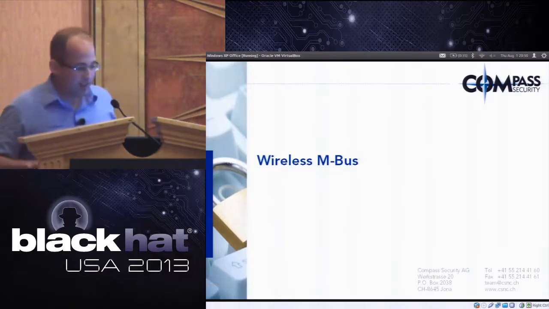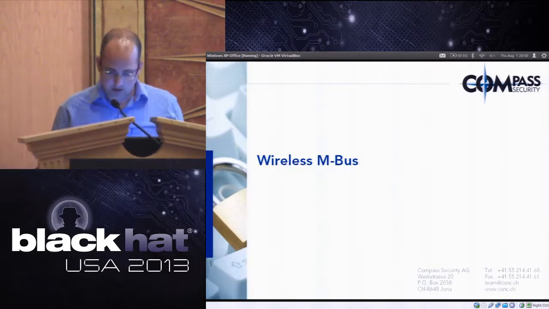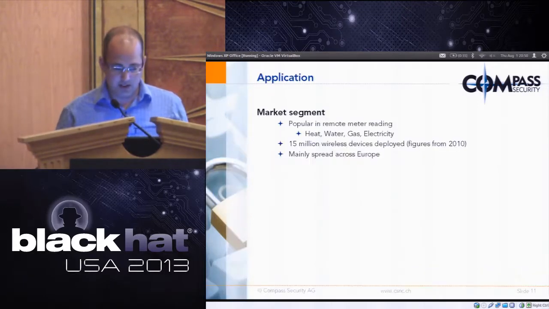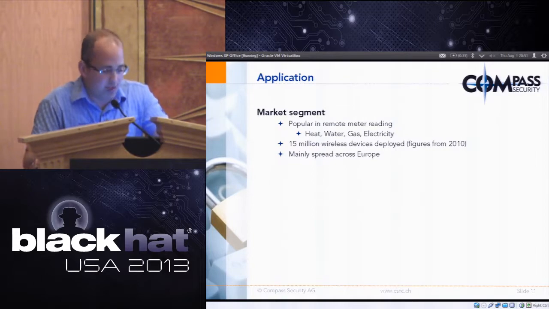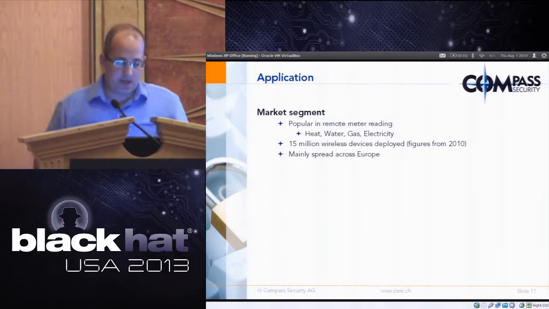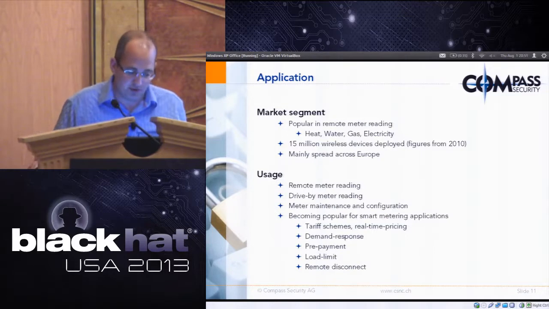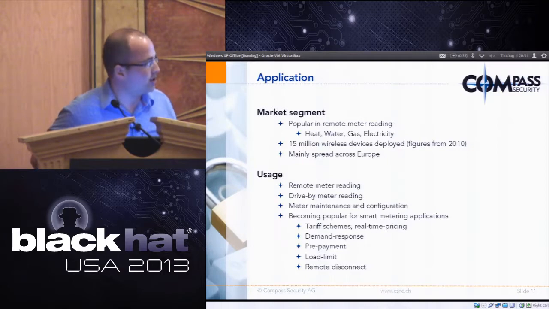Okay, let's quickly go through the wireless M-Bus standard. So, wireless M-Bus actually grew up within the heat metering industries 20 years ago. It's used by 15 million devices, mainly around Europe. So you could use it for remote meter reading. You could also implement applications like drive-by meter reading. You could use it for maintenance and configuration.